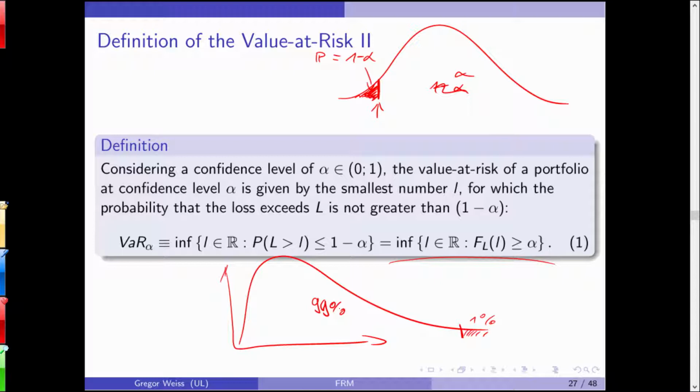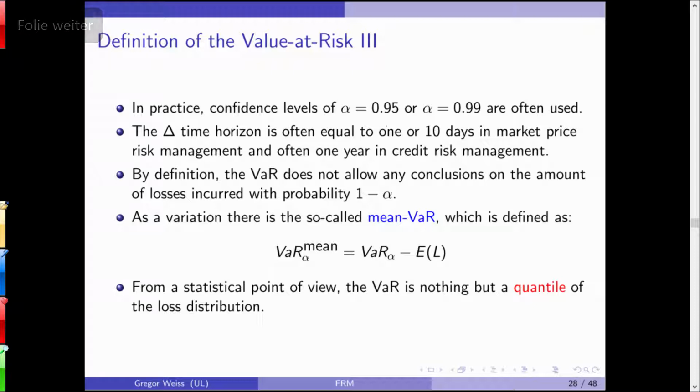So you are looking at an upper bound for the losses, and a lower bound for the profits and losses. You're not interested in the most extreme loss, but you want a bound. And this lower bound for the profits could, for example, be here, and you separate 1% from 99%, and this is the VaR. Now, alpha could probably even be equal to 99.9%, and the time horizon is often equal to 1 or 10 days in market price risk management. In credit risk management, it's usually 1 year, because no one really cares about credit risk in the short term if it's not a credit derivative.